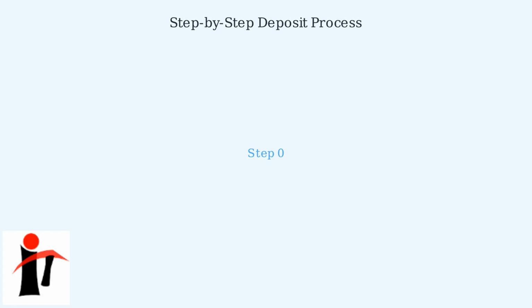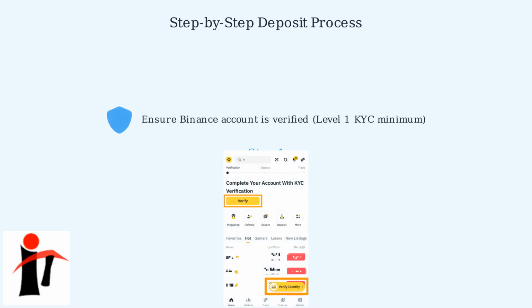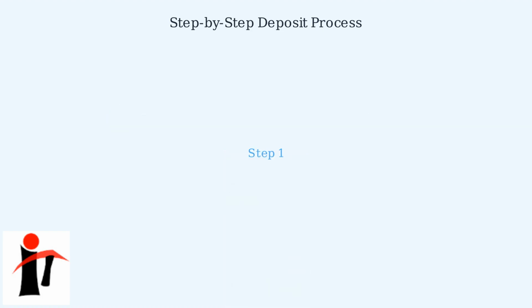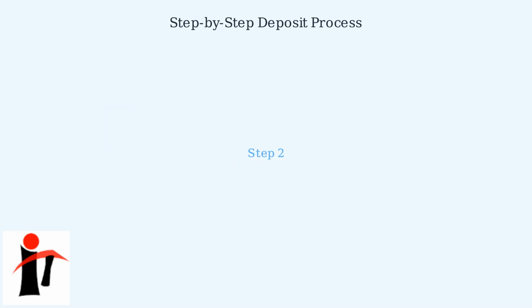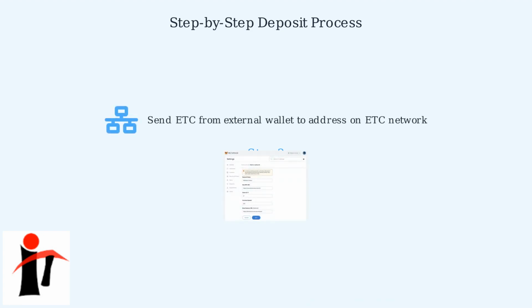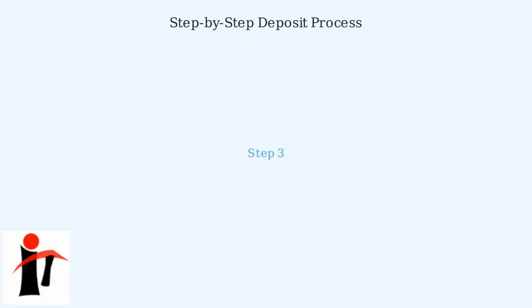The deposit process involves 6 key steps to ensure your ETC arrives safely on Binance. First, ensure your Binance account has Level 1 KYC verification completed. This is required for deposits and helps maintain platform security. Next, access the ETC deposit page on Binance. Navigate to Wallet, select Fiat and Spot, search for ETC, and click Deposit to get your unique address. From your external wallet, like MetaMask configured for ETC or another exchange, send ETC to the copied address on the ETC network only. Using the wrong network will result in lost funds.